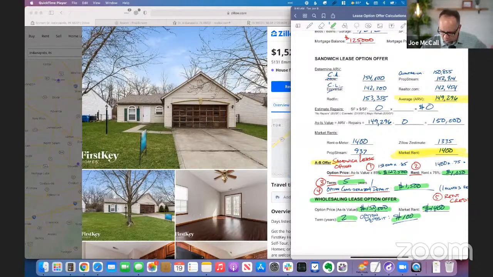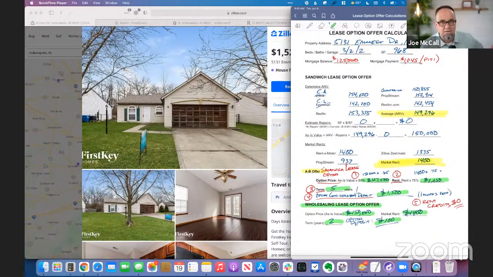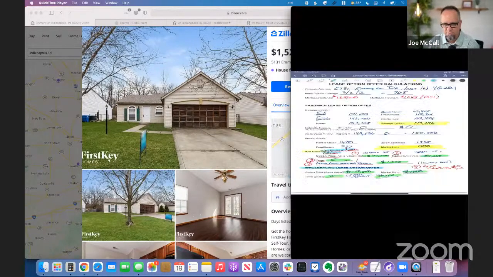You might be saying, well, where do you make your money from that? I make my money from the assignment fee. So I will assign that to the tenant buyer for $5,000 and I'll be done and out of the deal. You understand that? So this is how, with a pen and paper, guys, maybe I'll make this bigger for you.